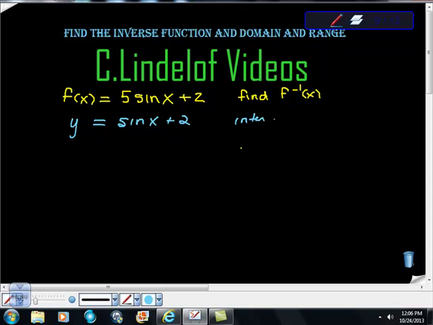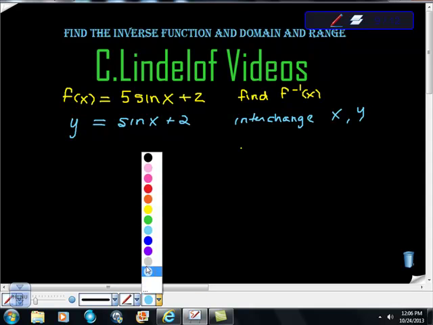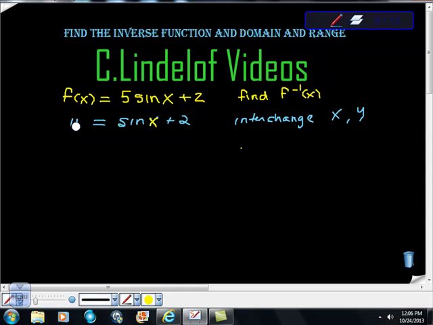Now I'm going to interchange, that is, switch x and y. Here we had x, so I'm going to take that x out and put it here. Here we had y, so I'll put the y here. So I've interchanged them, I've switched their positions. Now I'm going to start to solve.